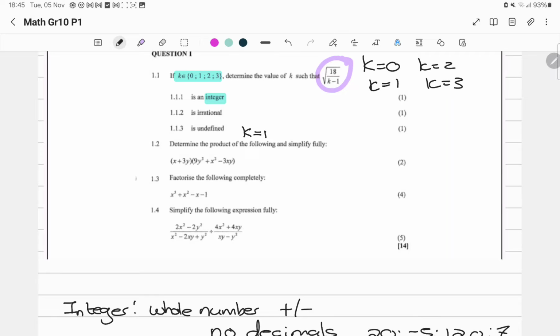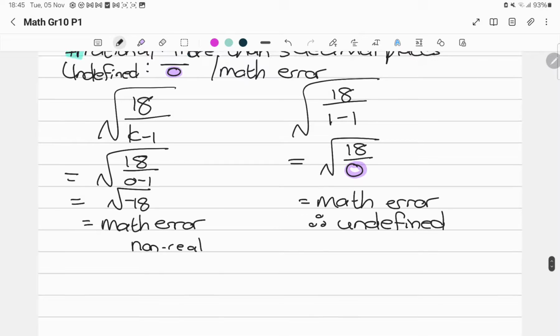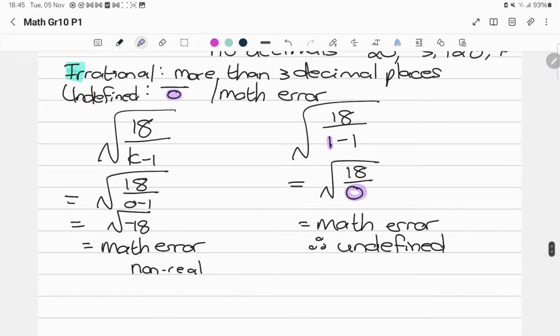So the answer for question 1.1.3 will be where k is equal to 1. Because what did I have to put into k's place? I had to put in a 1, and that gave me the 0.